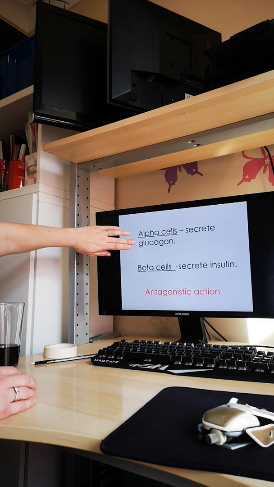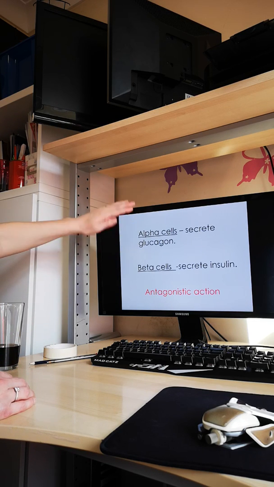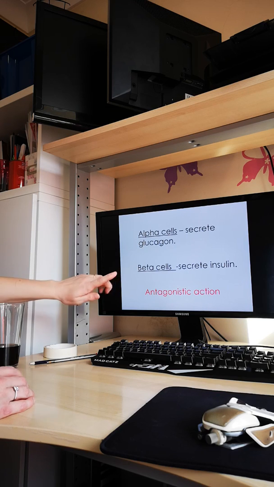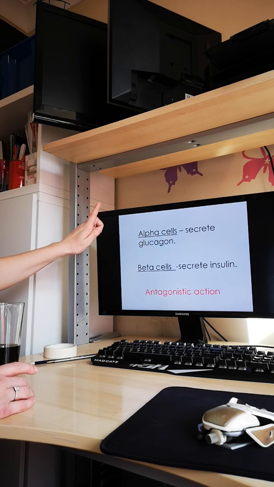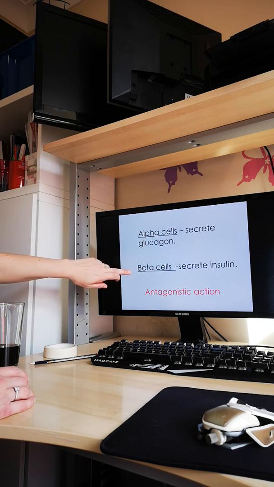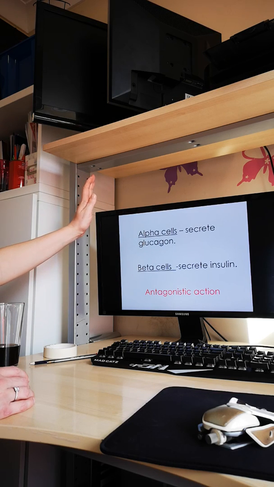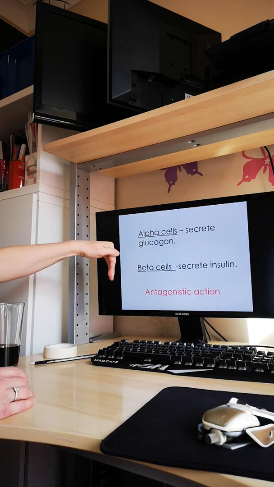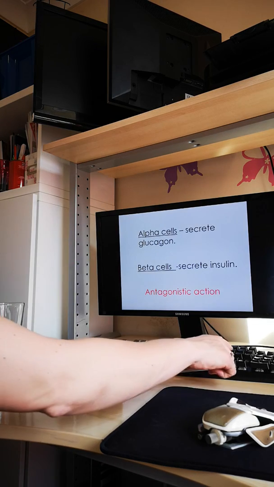Glucagon is released in response to a drop in blood sugar and brings about an increase in blood sugar, whereas insulin is released in response to an increase in blood sugar and it brings about a decrease in blood glucose.